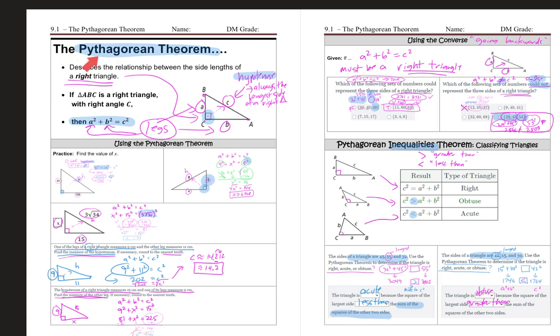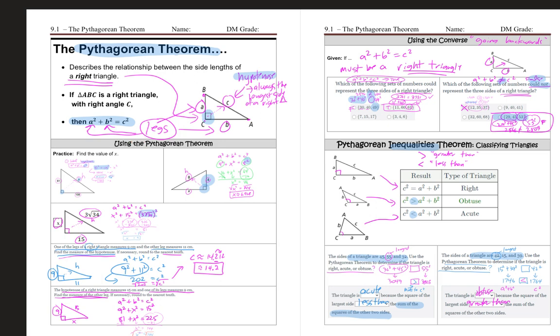This lesson talked about the Pythagorean theorem. We said that it only describes a right triangle. When we know it's a right triangle and we know two of the sides, we can figure out the third. We set it up as a squared plus b squared equals c squared, where a squared and b squared are the legs. Legs are the ones on either side of our right angle.